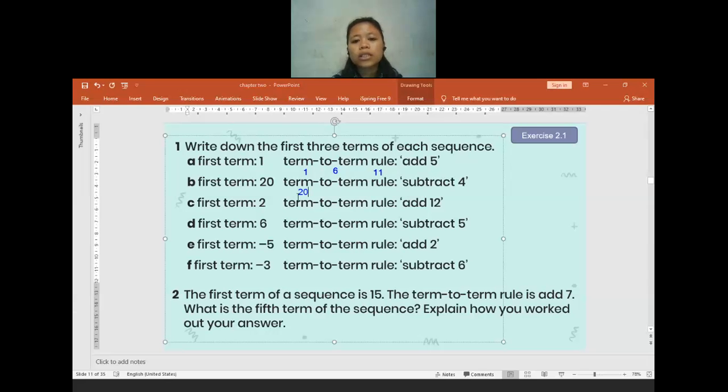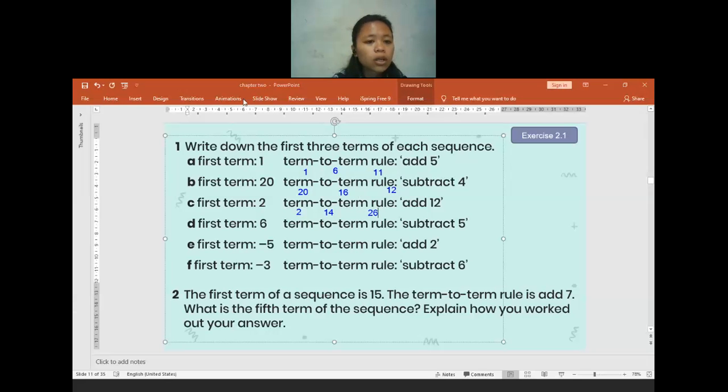So the first number that I have to write is number 20, right? After 20, what number will it be? 16. Okay, good job. After 16, what number will it be? 12. Okay, good job. Now for question C, what number do I have to write first? 2. Okay. After 2, what number do I have to write? 14.